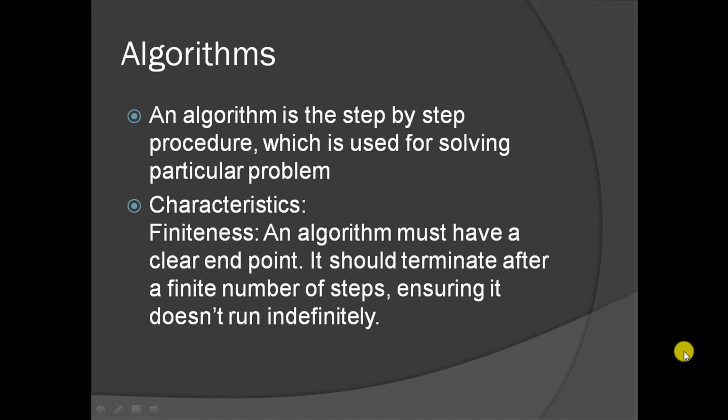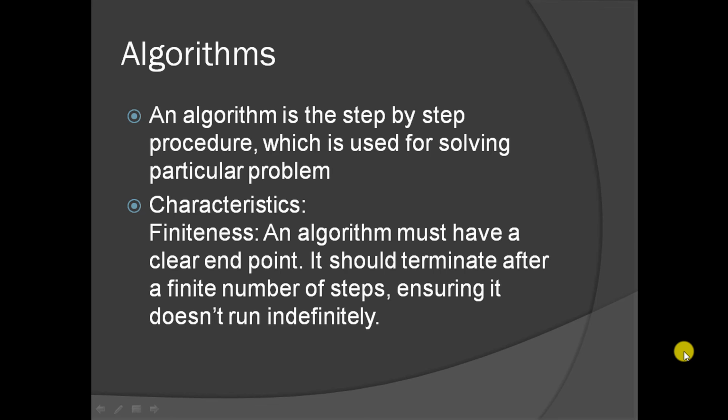For example, if you keep boiling the milk continuously, the milk will evaporate, right? We cannot make tea or coffee then. So at a particular point, we should stop the gas stove, right? That is called finiteness. In programming also, a program should terminate after a finite number of steps. It does not run infinitely or indefinitely. So an algorithm must have a clear endpoint. That is the meaning of finiteness.